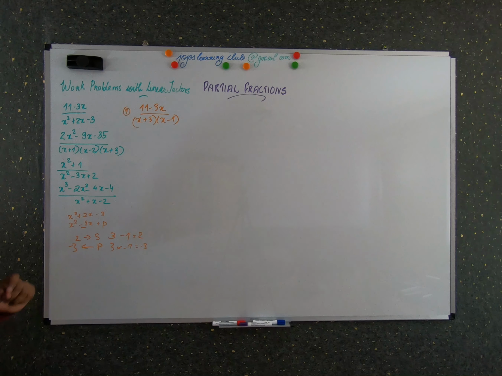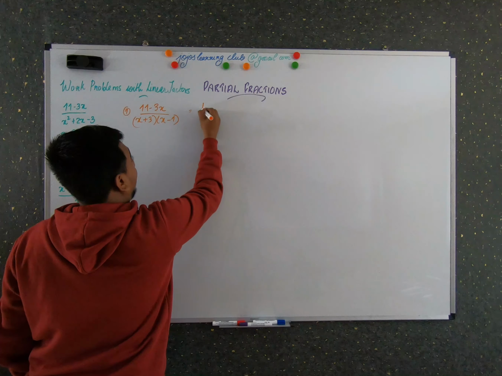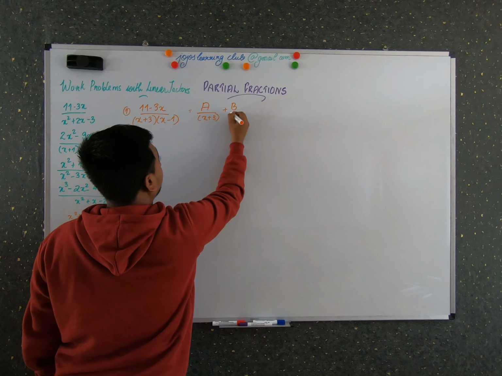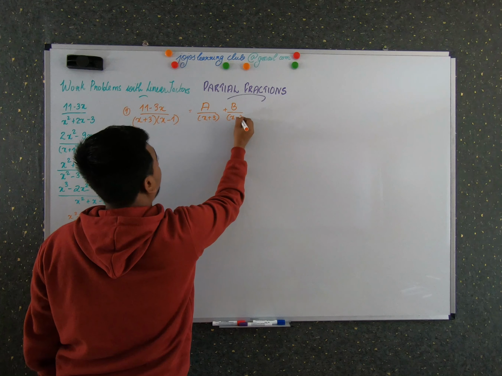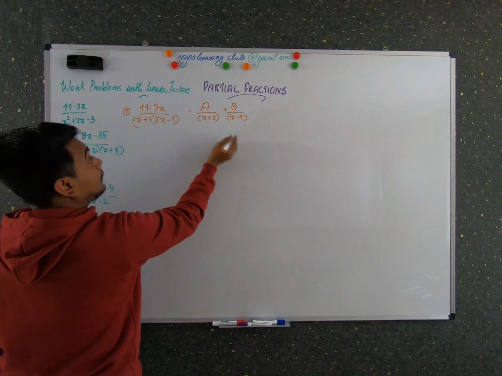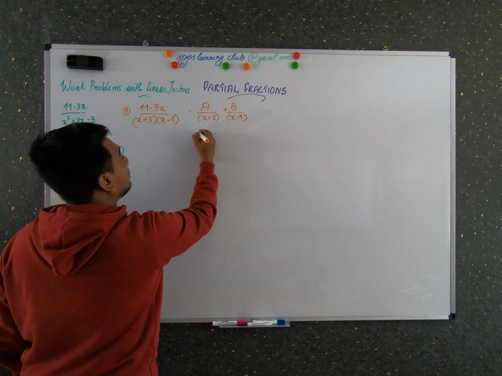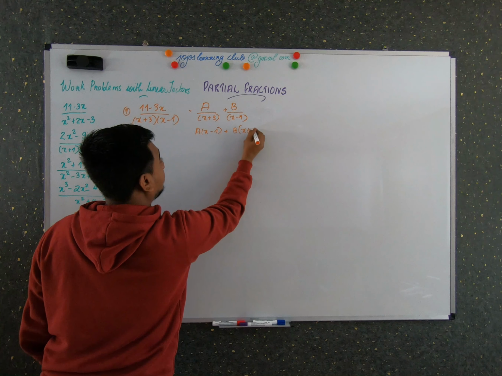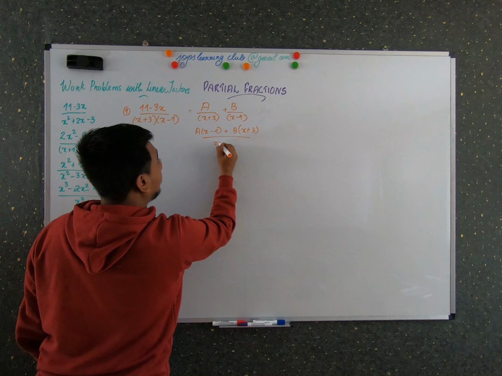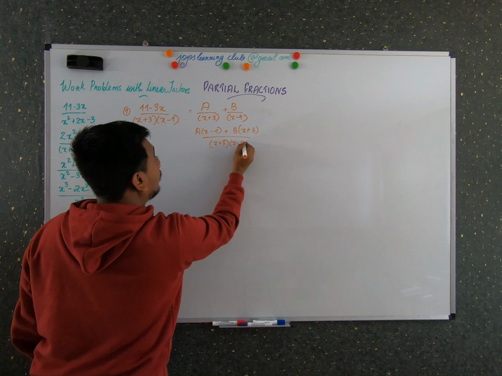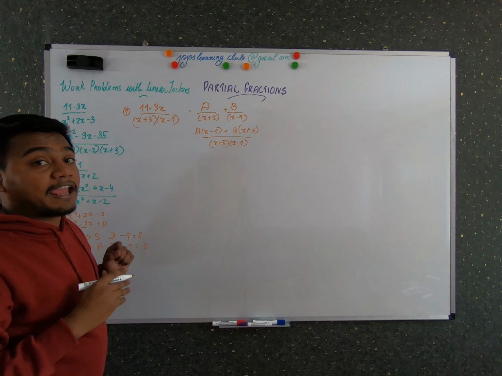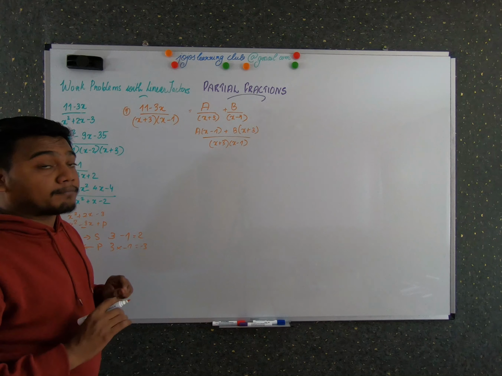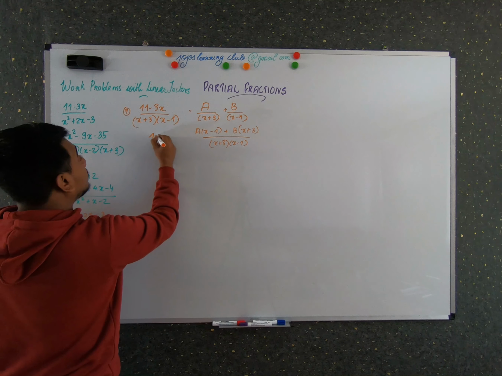Now it is factorizable, so try to write it in the form A by (x plus 3) plus B by (x minus 1). Now you have to cross multiply: A into (x minus 1) plus B into (x plus 3) by (x plus 3)(x minus 1). Do it very slowly so that you don't make any mistakes. When you make a small mistake with negative or positive, your entire answer becomes wrong. So be very careful while you do these expressions.